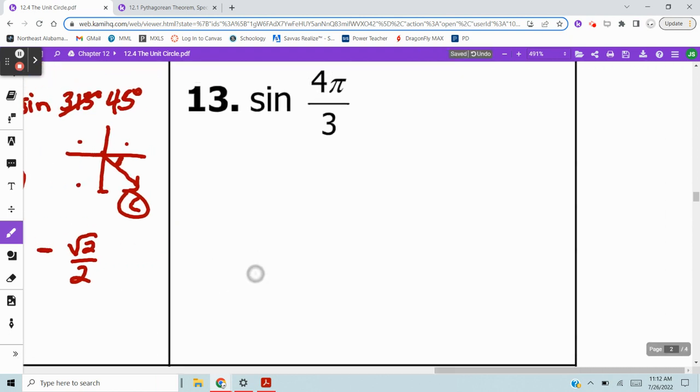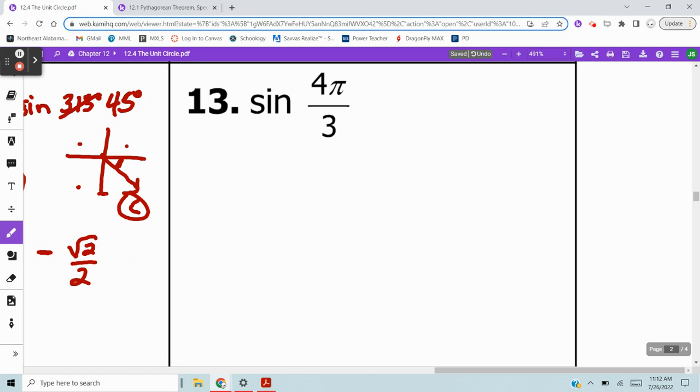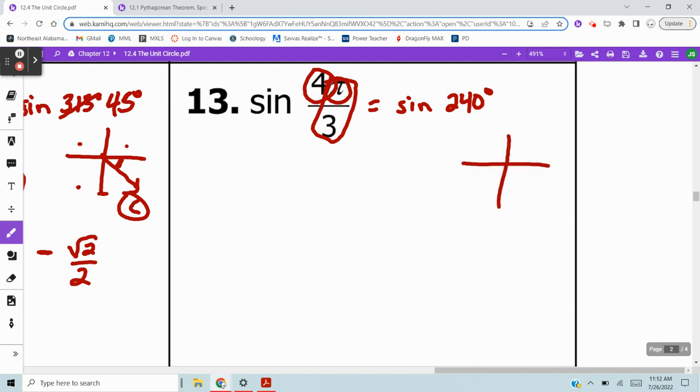Number 13. The sine of 4 pi over 3, again 180. 180 divided by 3 is 60. 4 times 60 is, we're looking for the sine of 240 degrees here. Let's sketch it. 180 and 270, between it is where we're located. All students take calculus. So since tangent's the only thing positive, sine will be negative.